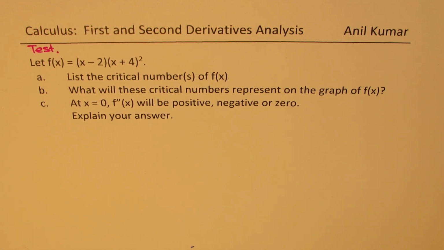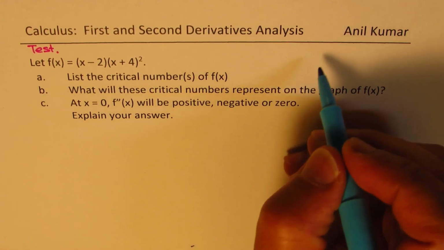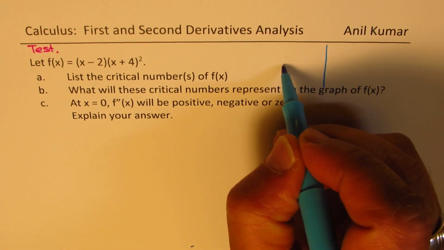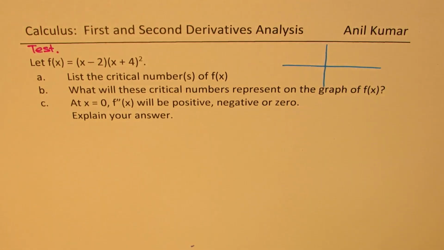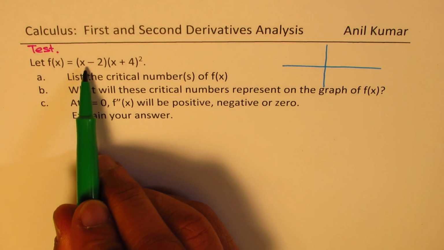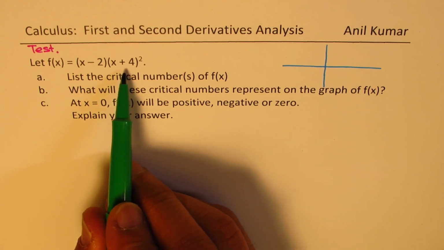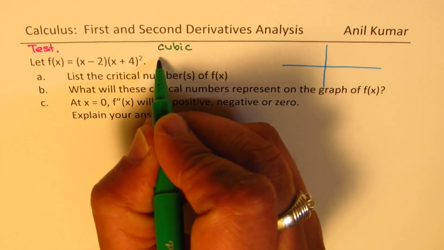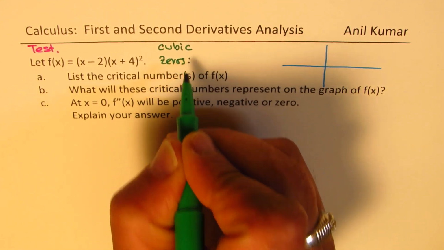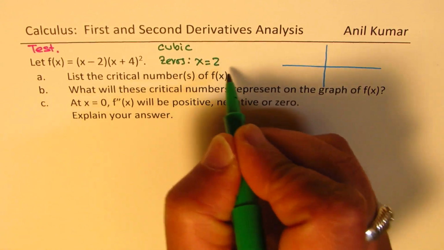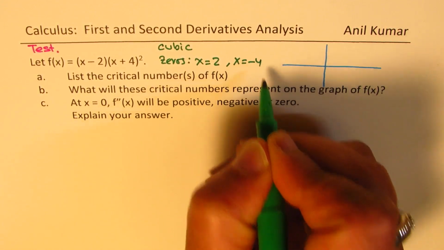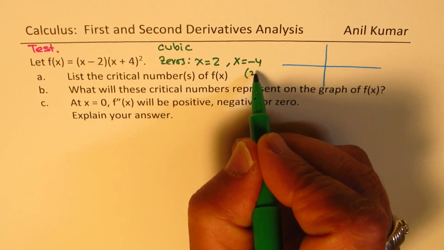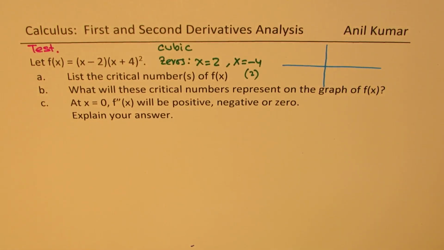Now, one of the options is we can actually sketch the function. So I'll make a smaller sketch here. We'll work out the details later. As you can see, the function has two zeros. One is at 2, the other one is at minus 4. It's a cubic function which has zeros at x equals 2 and at x equals minus 4. And the zero at minus 4 has a multiplicity of 2, so it will bounce back.